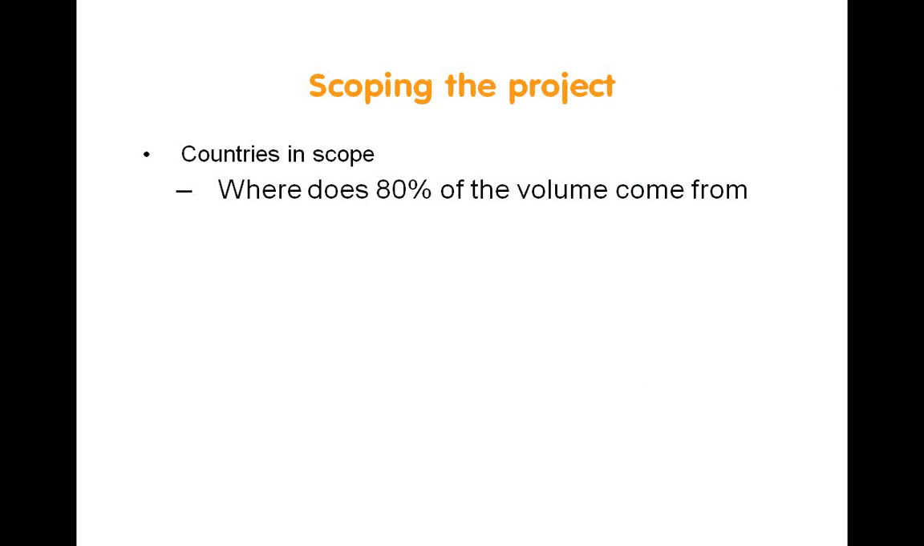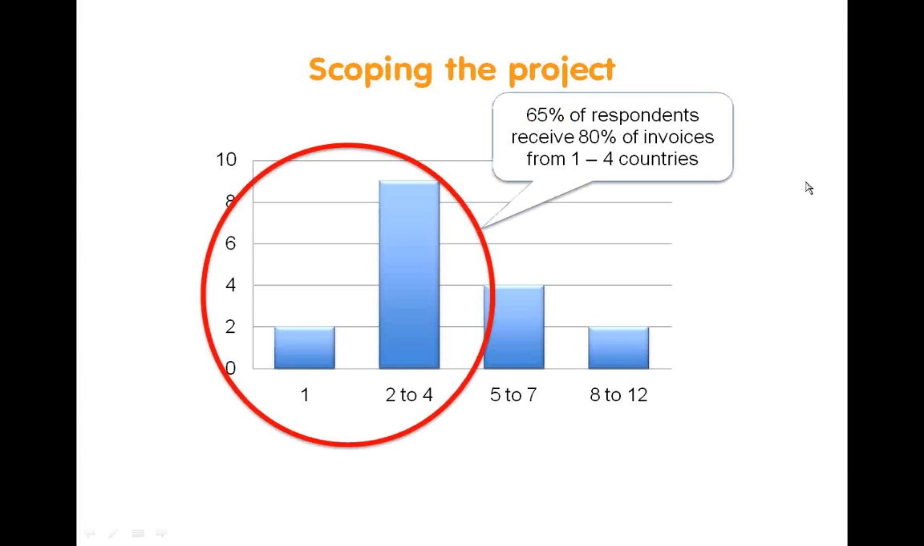So in terms of countries and scope, this is key as well. If you look at your operations across Europe, where do 80% of your invoice volume actually come from in terms of countries? Referring back to the survey that we did quite recently, again with this group of about 40 shared services organisations, you can see here that 65% of respondents receive 80% of their invoice volumes from between 1 and 4 countries. Again, you're probably thinking, well, I've got 20 countries that we service from our shared services centre in Manchester or wherever.